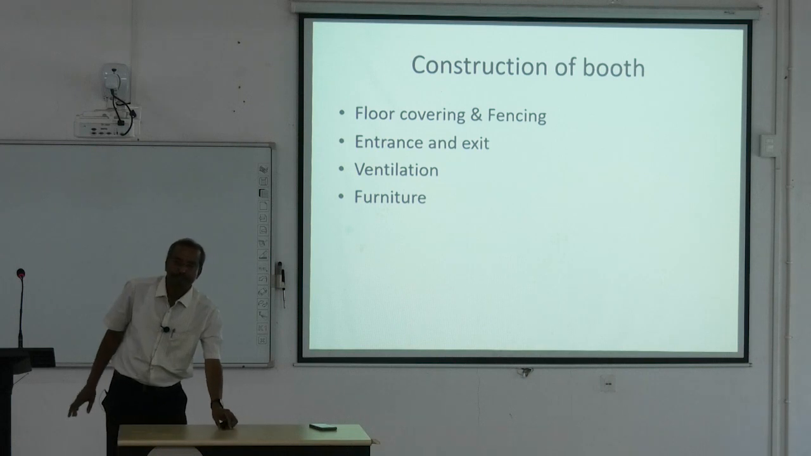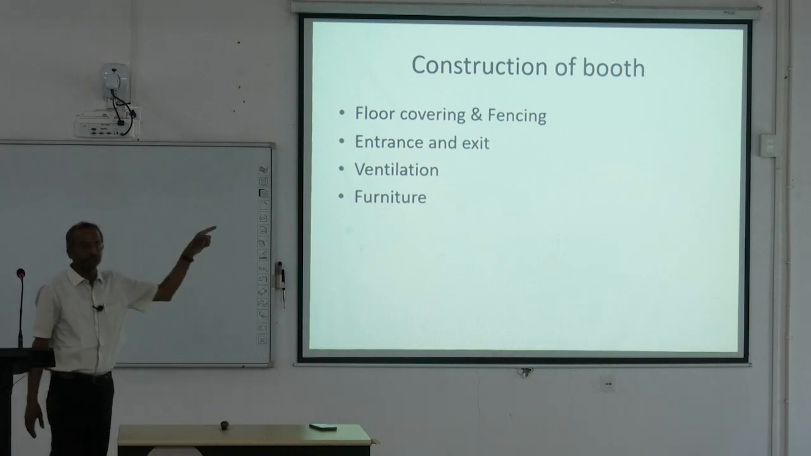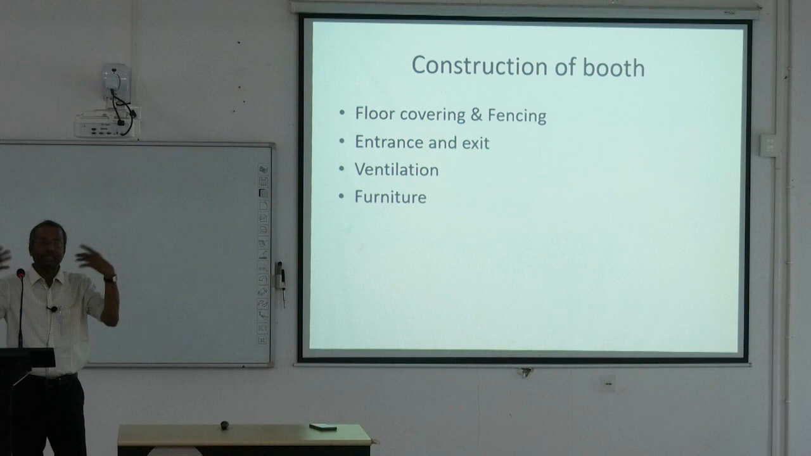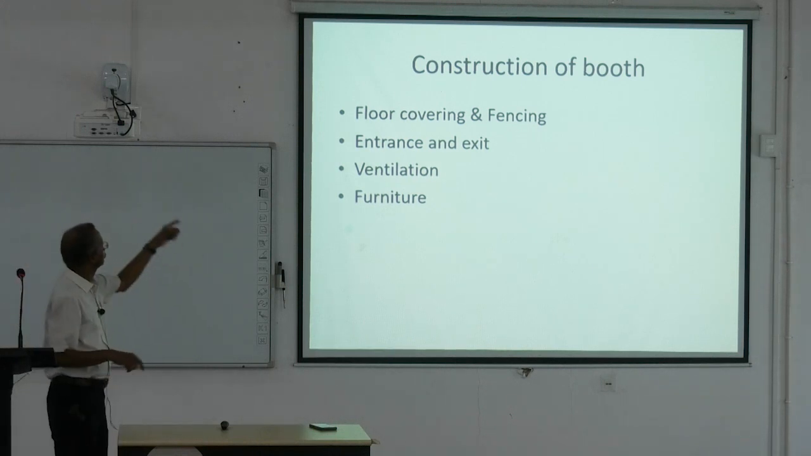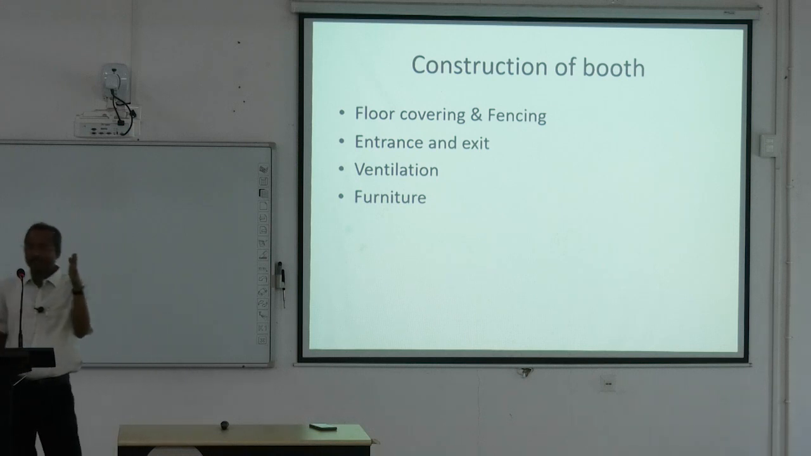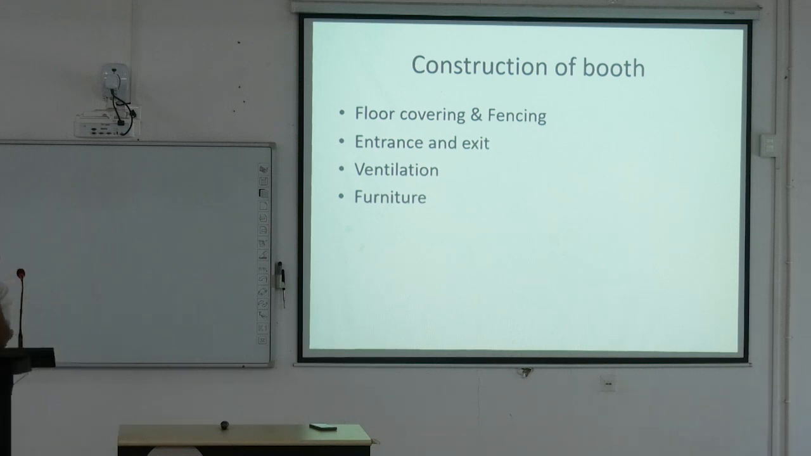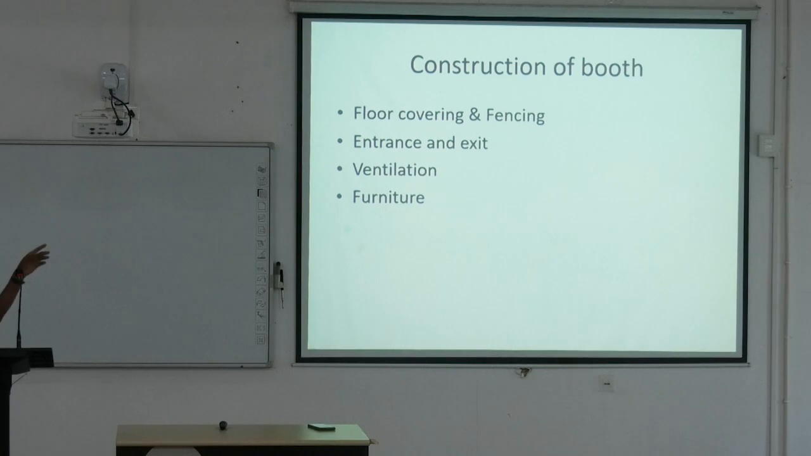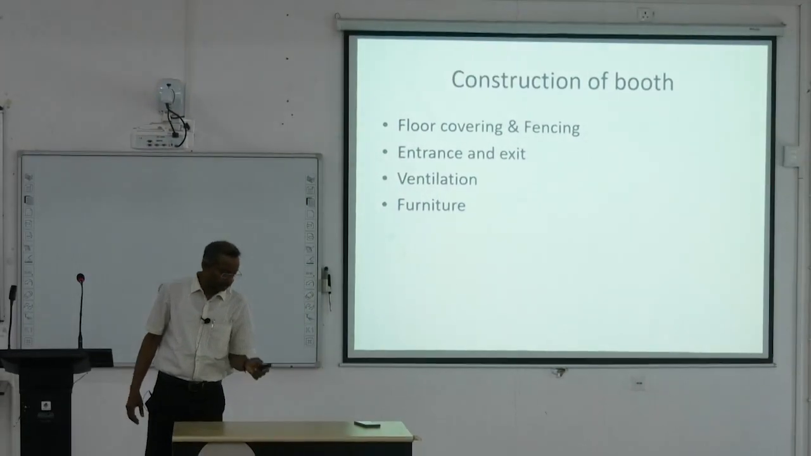Then after that, you have to think about the construction of the booth. Where will the exhibition be held? You have to construct the booth, floor covering and fencing. Then entrance and exit, 2 doors must be there. One is entrance, another is for exit. Then proper ventilation must be there. Then what are the furniture that you have to arrange?